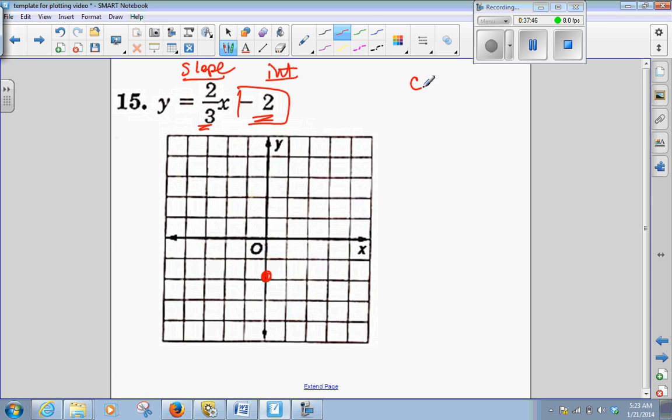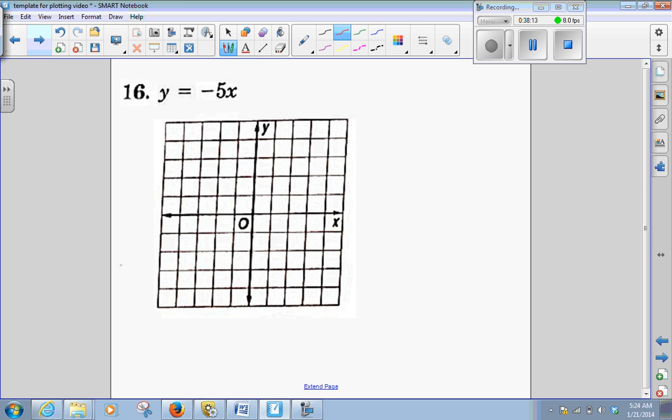Remember that your slope is your change in your y over your change in your x. So this is telling you it's going to go up 2 and then over 3. So you literally count up 2, over 3, down 2, over 3. So because that was in slope-intercept form, it sure was a lot faster to graph.